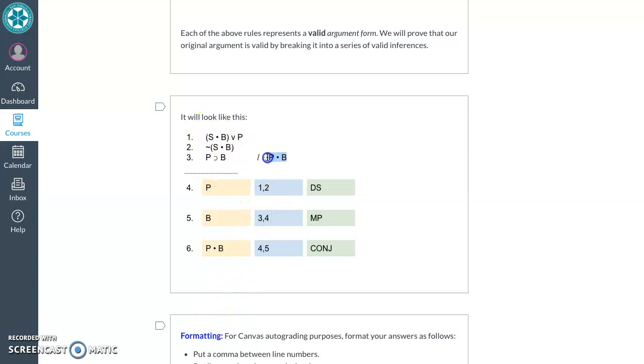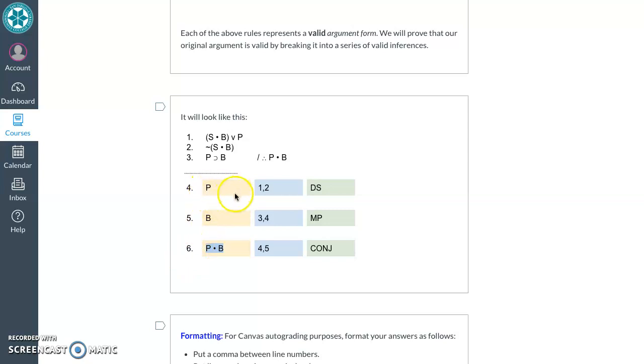You know that whatever you're trying to get will be the last line of your proof, and we need to justify how we get to this. Well, I've shown that if these things are true, then P must be true, and if all these things are true, then B must be true. So if all this stuff is true, then P and B must be true.